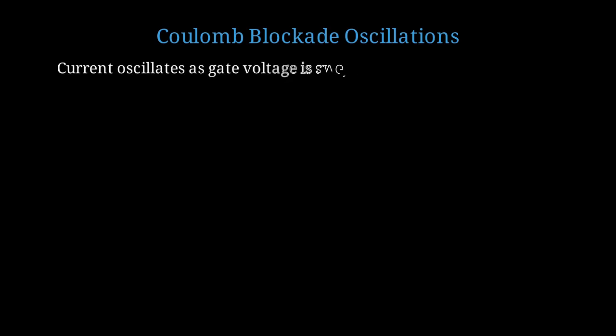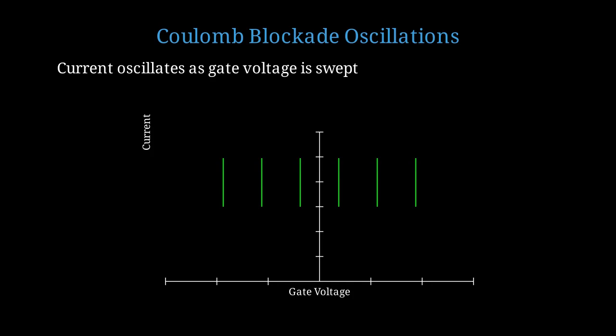One of the most striking features of SETs is the phenomenon of Coulomb blockade oscillations. Let me explain this. As you sweep the gate voltage, the current through the SET oscillates periodically. These are called Coulomb blockade oscillations, or Coulomb peaks. Here's what the current versus gate voltage looks like. You see periodic peaks, separated by regions of zero current. Each peak corresponds to an additional electron tunneling onto the quantum dot.